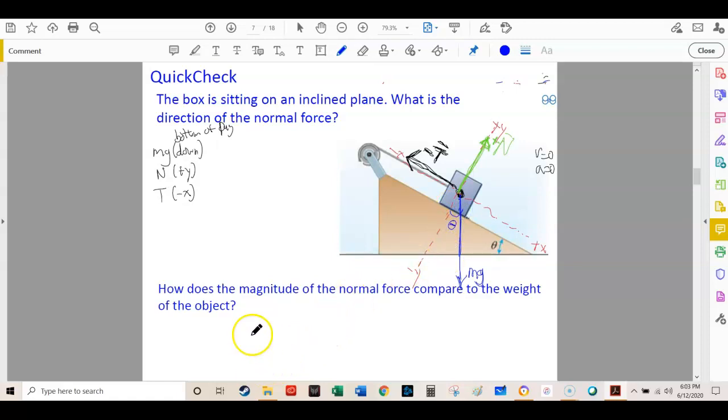And how did I get that? Well, here you go. You have an inclined plane, and this is theta, and this is going to be 90 minus theta up here.